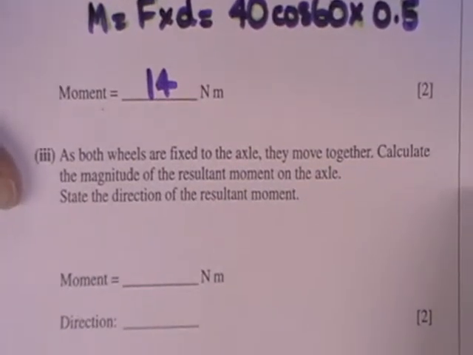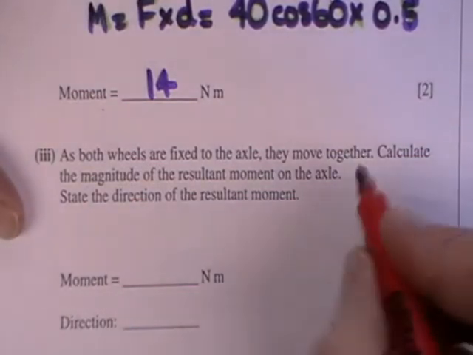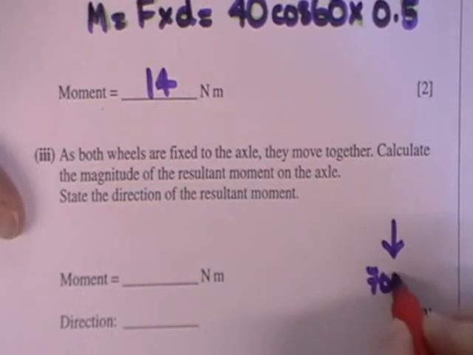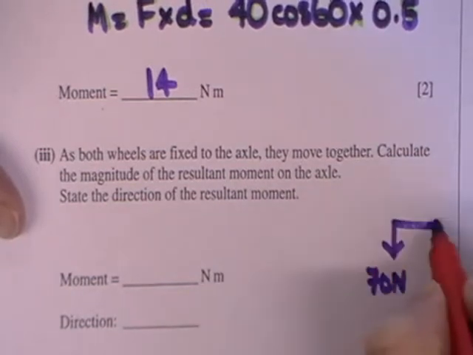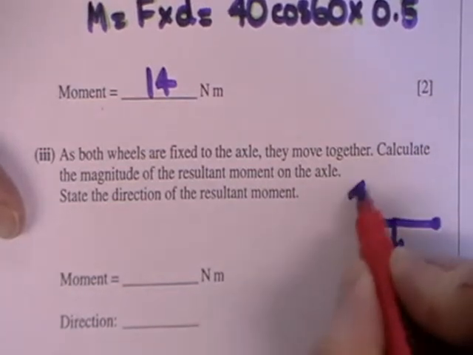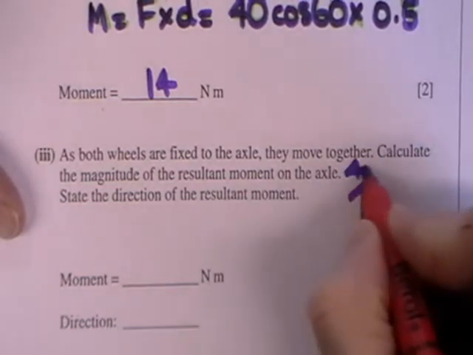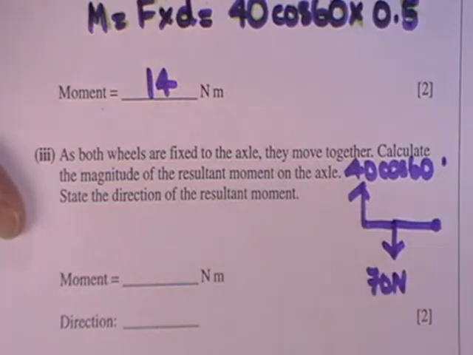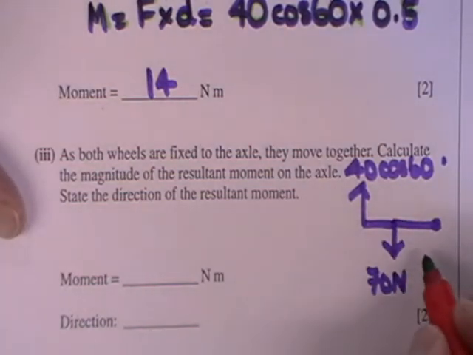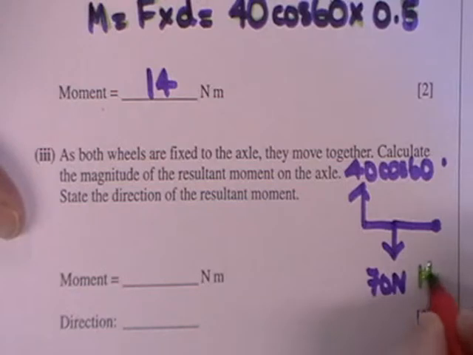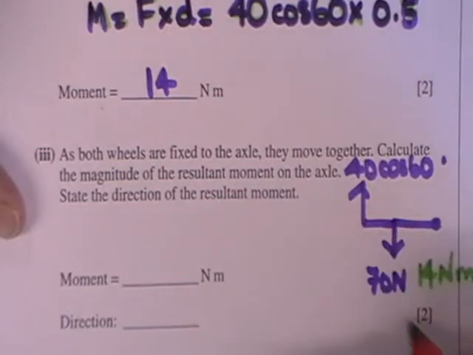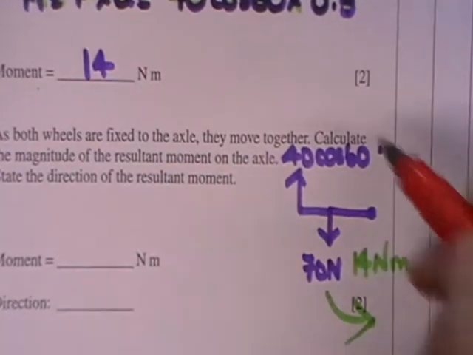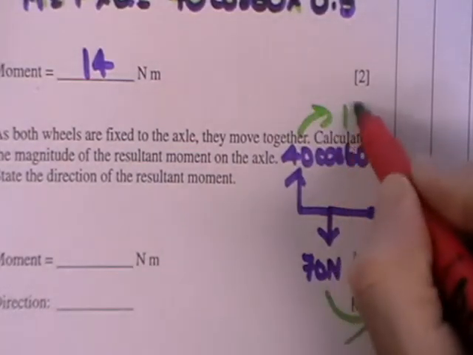Calculate the magnitude of the resultant moment on the axle. So we'll just write down their two forces there. We've got our 70 newtons in that direction, and then we've got our component 40 cos 60 in that direction. And this one here causes a moment, and I'll write it in green. The 70 newtons causes a moment of 14 newton metres, and that's obviously going in an anti-clockwise direction. And the 40 cos 60 is causing a moment of 14.